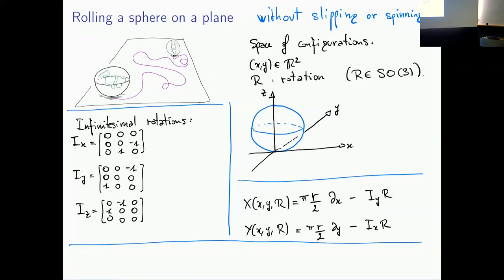And SO3, at least its Lie algebra, is generated by three infinitesimal rotations. IX is a matrix, the rotation around the X axis; IY is the rotation around the Y axis; and IZ is the rotation around the Z axis. These three infinitesimal rotations generate all the rotations. So SO3 has dimension 3, the phase space has dimension 5, and we have now two controls, because we can roll the ball along X or along Y on the plane, so in two dimensions. The two allowed directions are X and Y.